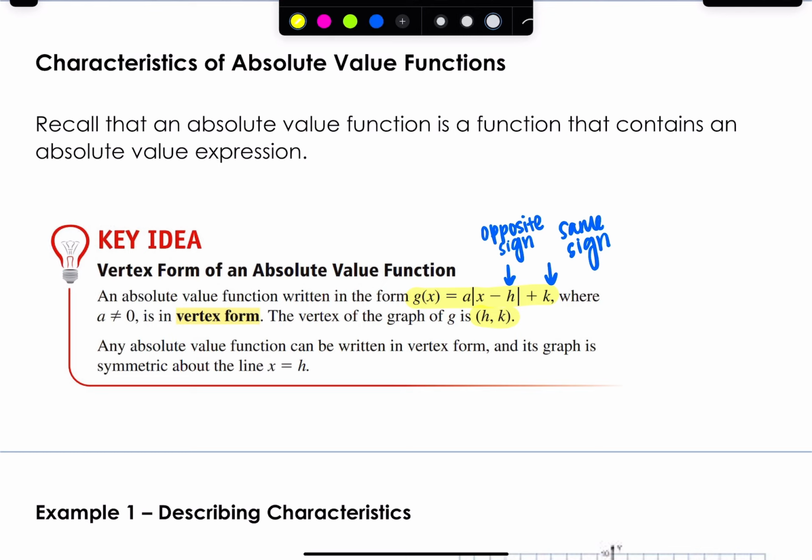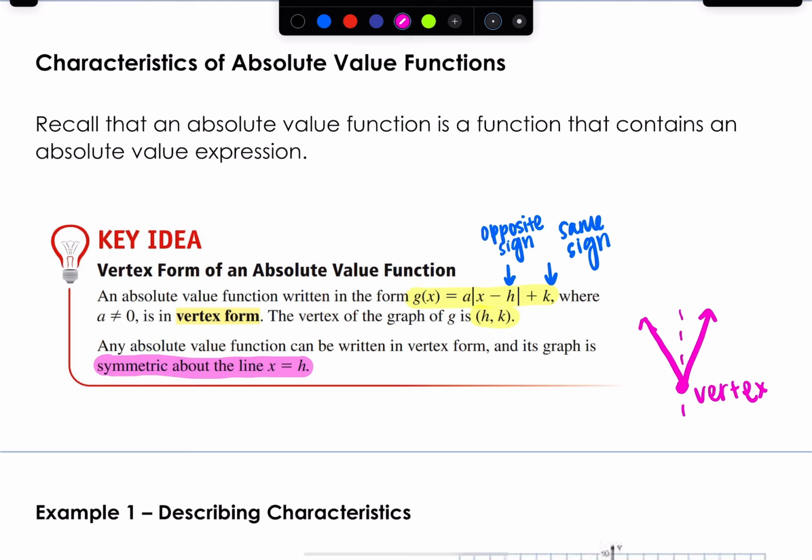And then also, you need to know, absolute value functions they look like a V, right? They look like this. So your vertex is down here. They are symmetric about the line x equals h, which is just the line that goes through the vertex. So that means that anytime I'm graphing, if I can graph one side, the other side is literally just a mirror image over your vertex.